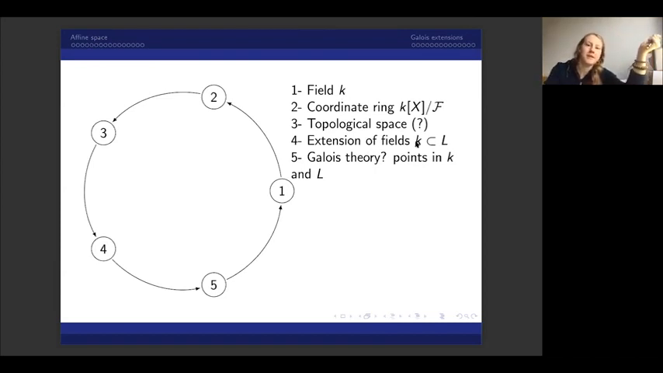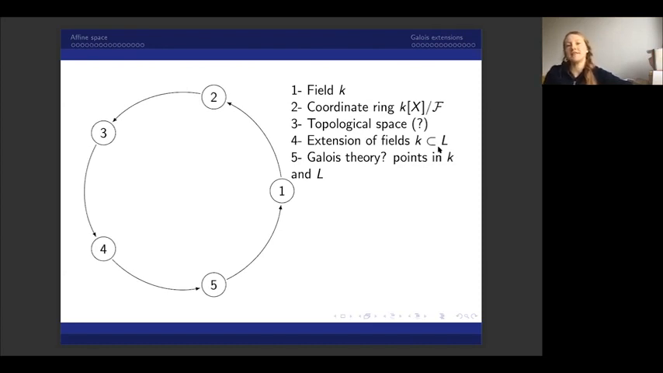And you have maybe some extension of field. So if you have no solution of your system of equations in a given field K, maybe you have to think about extending your field, right? And taking something bigger. Maybe in this bigger set, you'll find a solution.